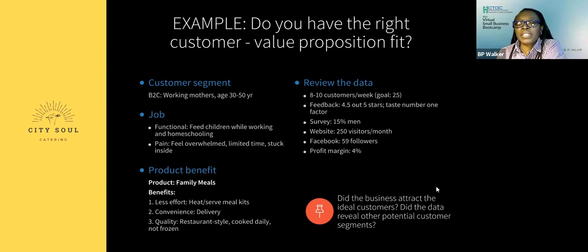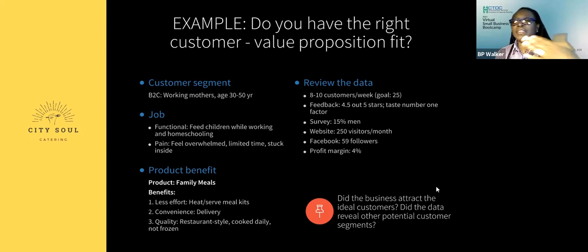The survey we did with the customers a few months ago, we were shocked to find that maybe 15% were men, even though we said we were targeting other customer segments. The website had about 250 visitors per month. We only had a Facebook page with about 59 followers, and the profit margin from our income statement was about 4%. Now, since all of you are CEOs right now, I'm just assuming you're going to be the millionaire, right? So you're the CEO, and you were just given this data about this company.